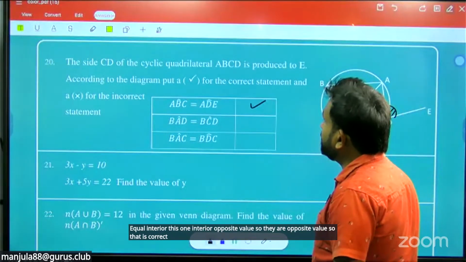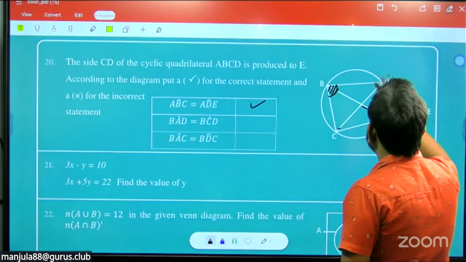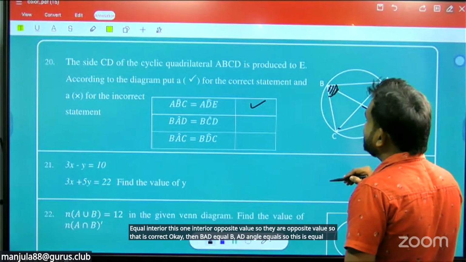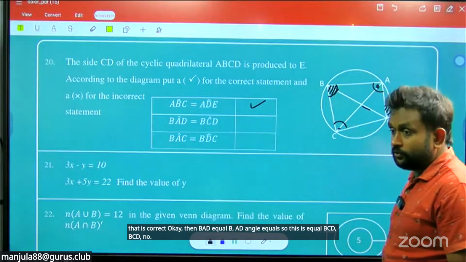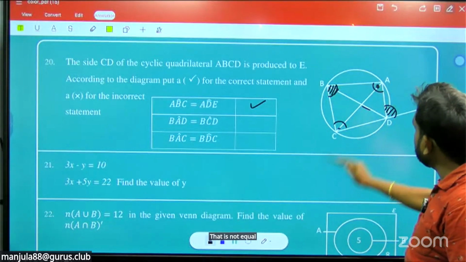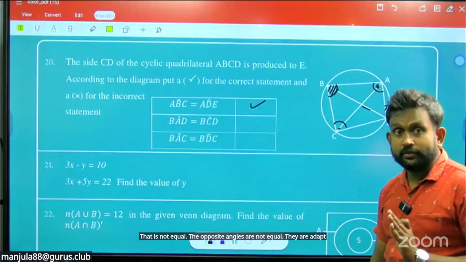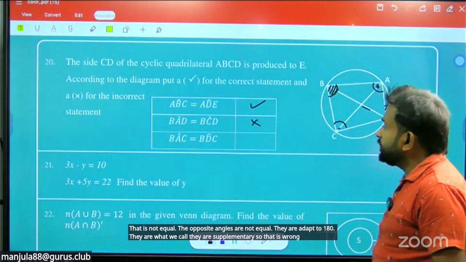Okay, then angle BAD equals angle BCD. No, that is not equal. The opposite angles are not equal. They add up to 180. They are what we call supplementary. So that is wrong.